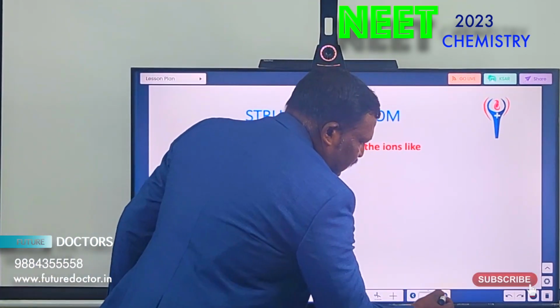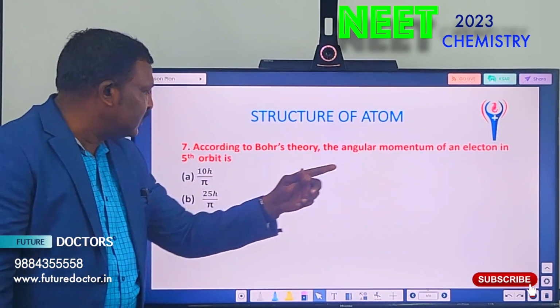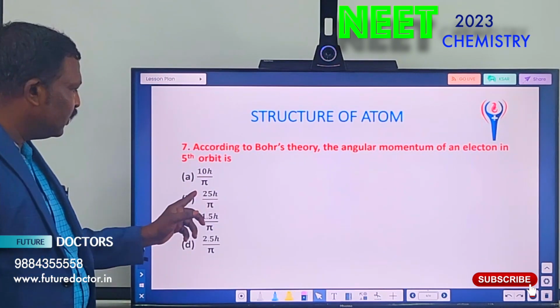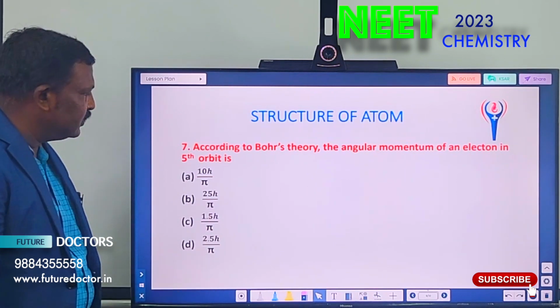Okay. Next one. Last question. According to Bohr's theory, the angular momentum of an electron in fifth orbit is dash. Option A 10 h by pi, option B 25 h by pi, option C 1.5 h by pi, option D 2.5 h by pi. So these are the 7 questions.